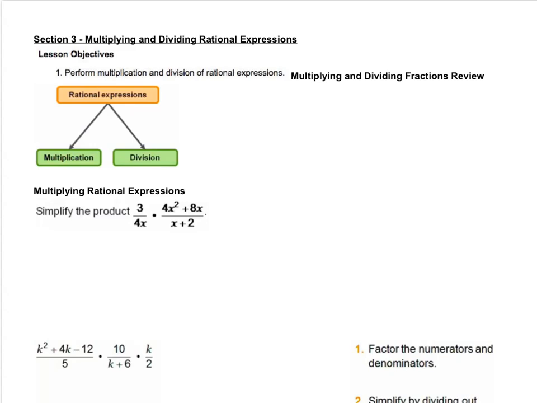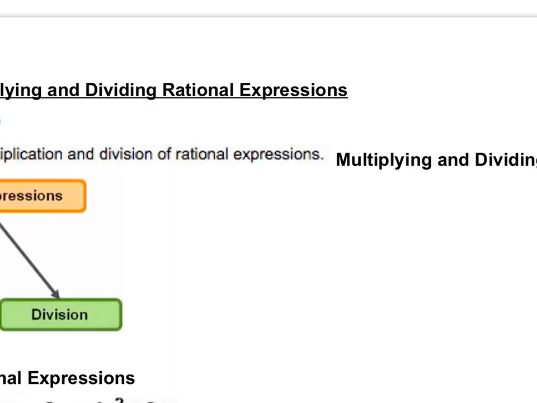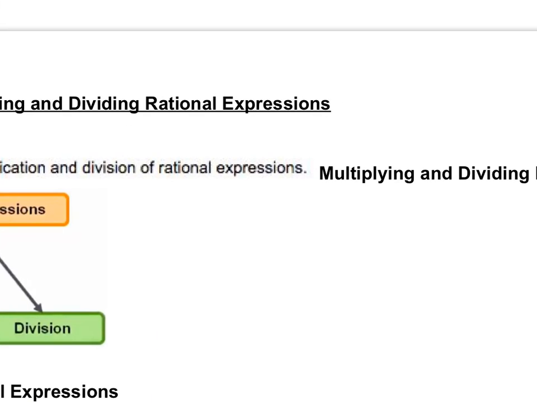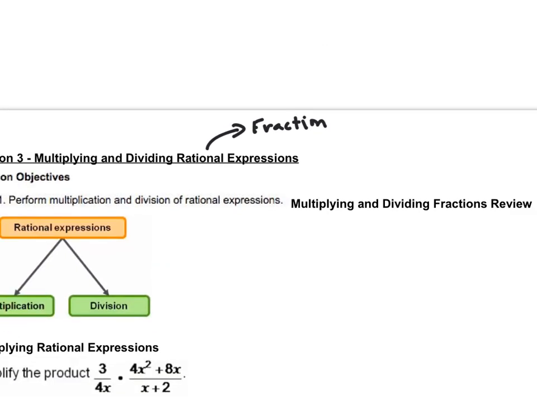Hello and welcome back. This is a video over multiplying and dividing rational expressions. Remember, rational expressions are just fractions. A rational expression is really just a fraction, and we're going to be multiplying and dividing rational expressions.